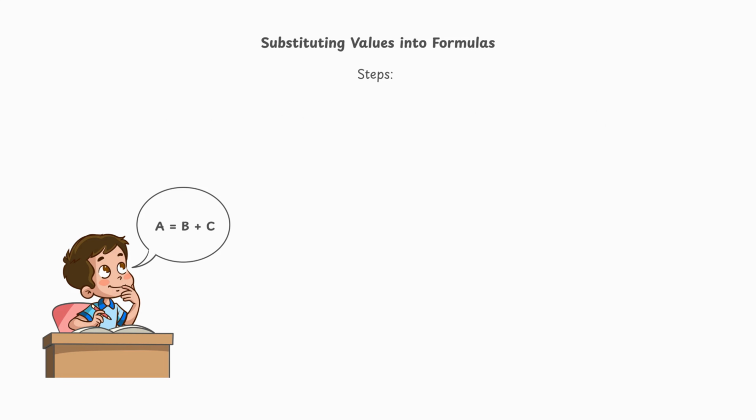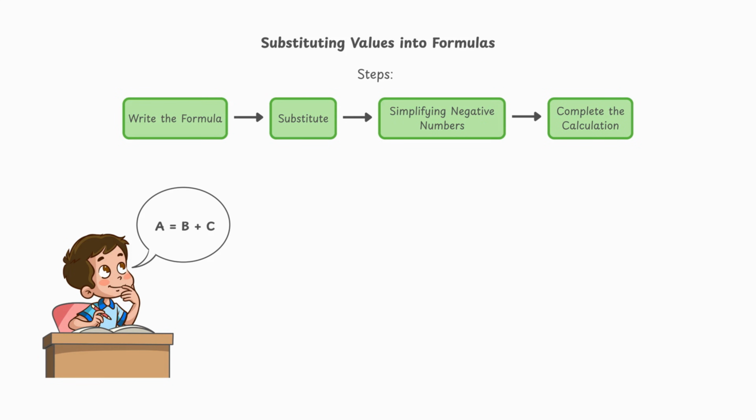Whenever you are asked to substitute values into a formula, it is a good idea to follow the same process every time. First, write down the formula exactly as it is given. Next, substitute the values by replacing each letter with the correct number. Then, simplify the negative numbers. Lastly, complete the calculation.